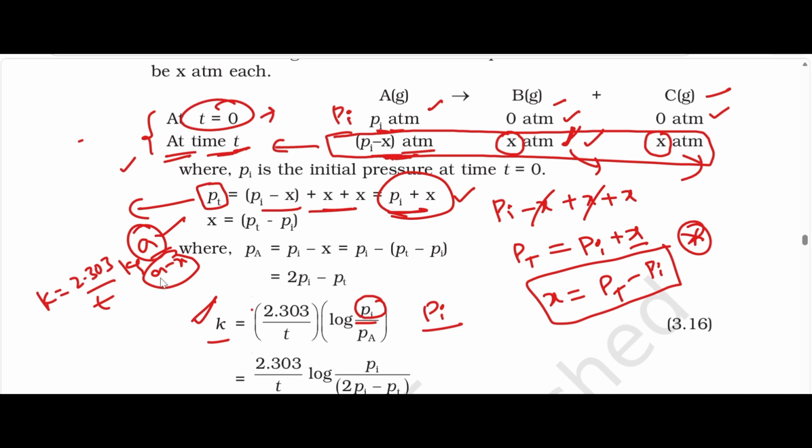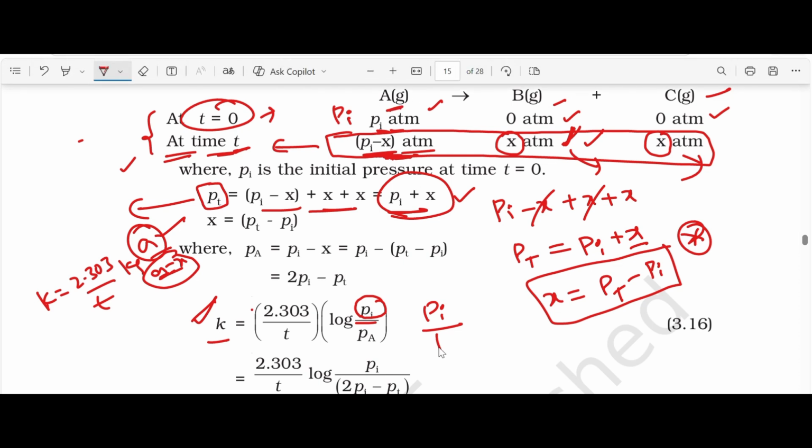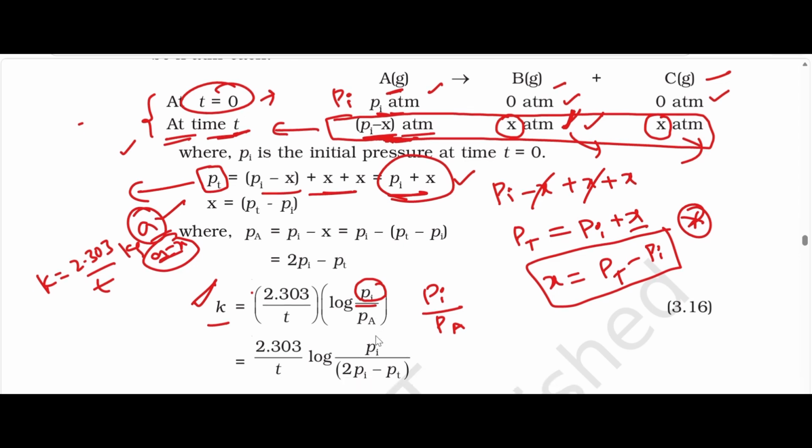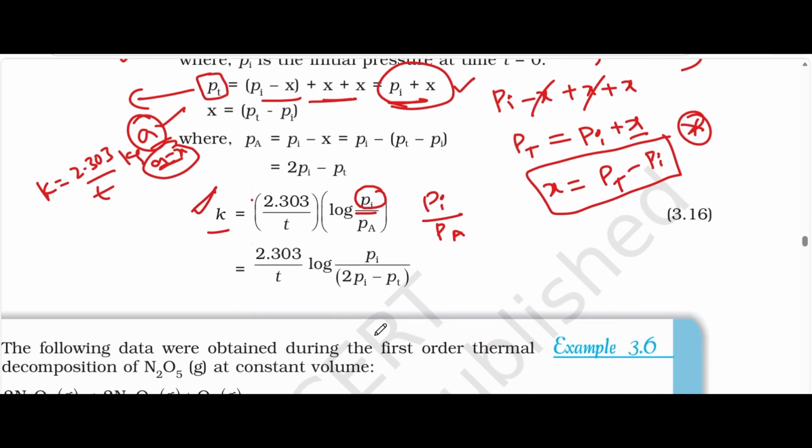Then what about here? Instead of A minus X, we have to take Pi minus X. That is the pressure of A. Clear? Now let's expand this mathematical expression. So K equals 2.303 by t. Pi means initial pressure. And what about PA, the pressure of A? We know that the pressure of A is the remaining concentration, that means Pi minus X.